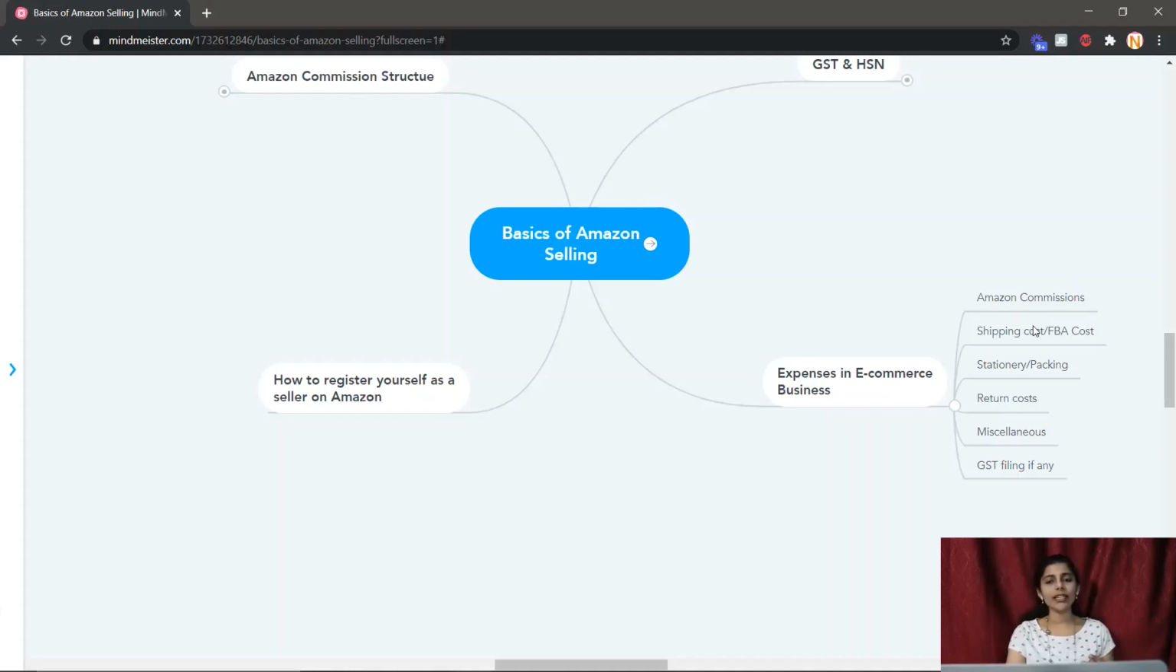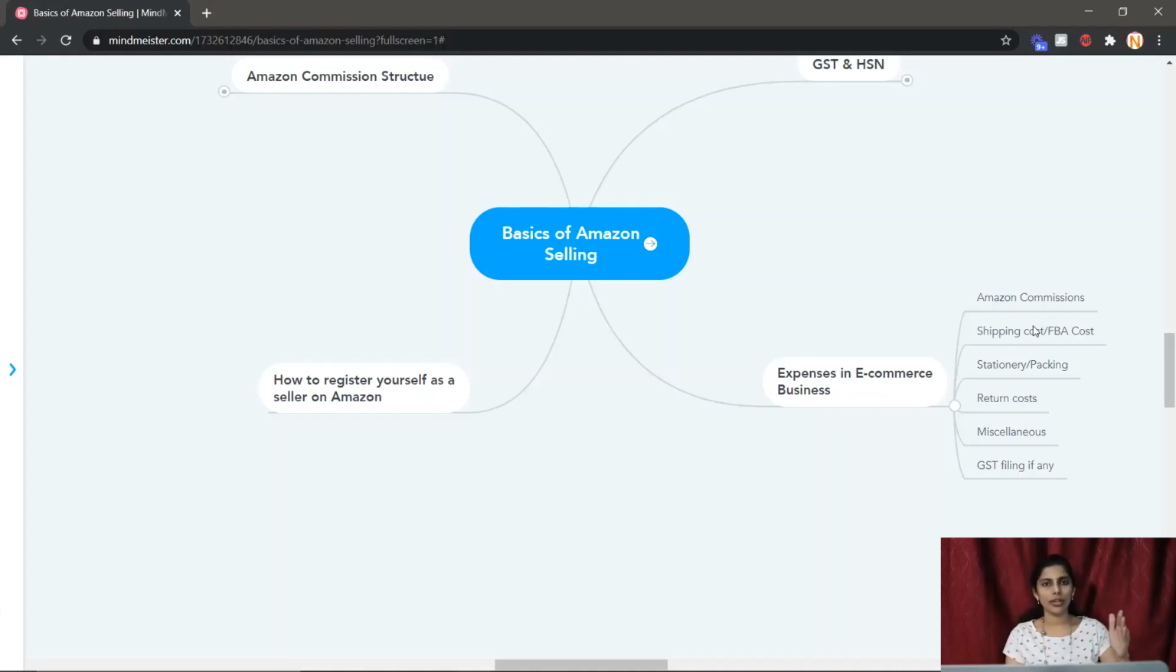The second thing is shipping cost or FBA cost. There are many types of shipping available, like Easy Ship, self ship, FBA. Again, I am giving a brief overview only here. All these will be covered in the workshop. To brief, whenever you sell a product on Amazon, you will be sending the product through courier and there is a shipping cost involved. So you are going to bear the shipping cost. This is one of the major expenses in Amazon business.